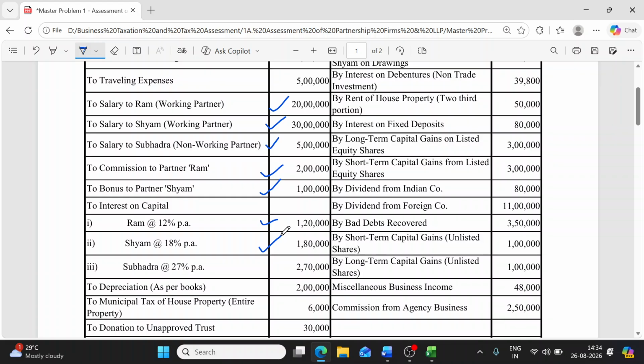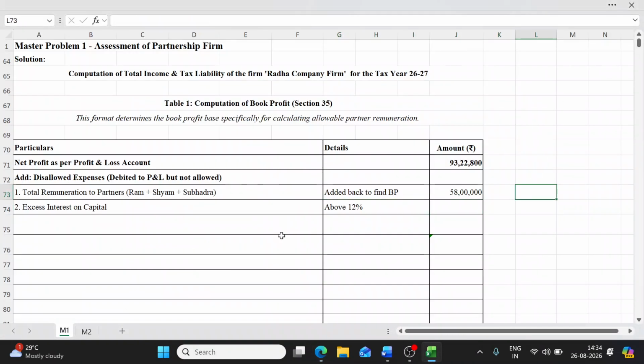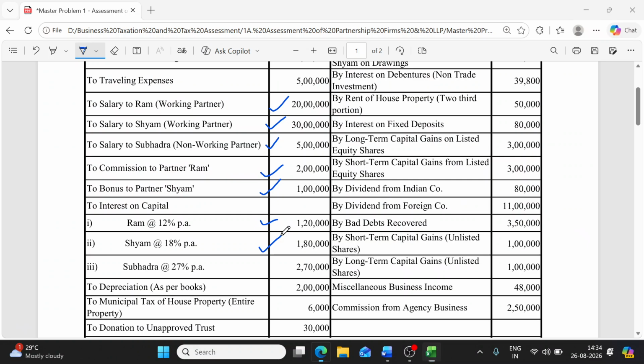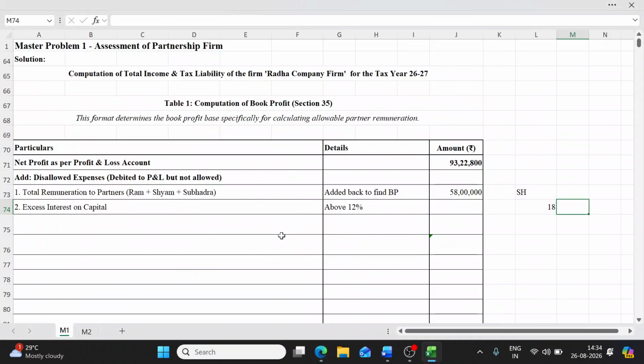So technically, I'll show you the calculation. Here, S for Sham, he has been paid interest at the rate of 18%, which is 1,80,000 rupees. Interest up to 12% can be claimed as a business expenditure, but in this case he has been paid excess interest at the rate of 6%. That portion cannot be claimed as a business expenditure, and it should be added back in the net profit to find out the book profit.